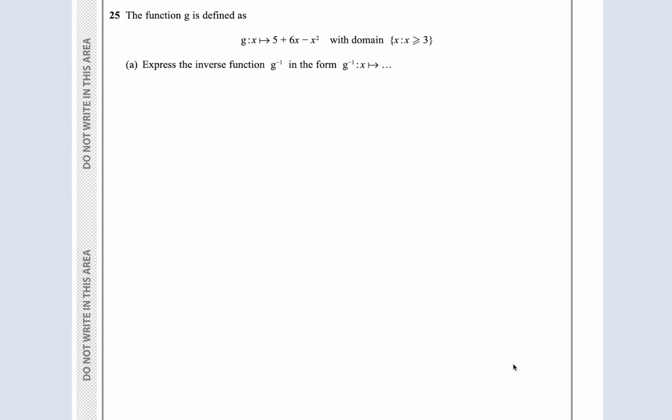This is question 25. Okay, we have a function, and it says this is only for x is greater or equal to 3, and we have to find the inverse function. So this is how we do these. We say let y equal 5 plus 6x minus x squared, and then we need to rearrange this. Or sorry, first we swap the x and y.